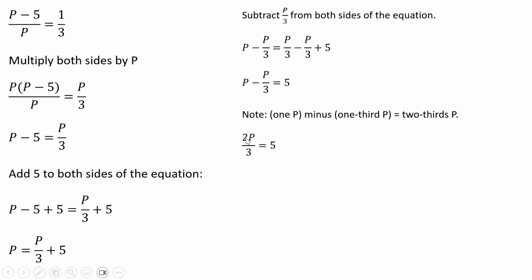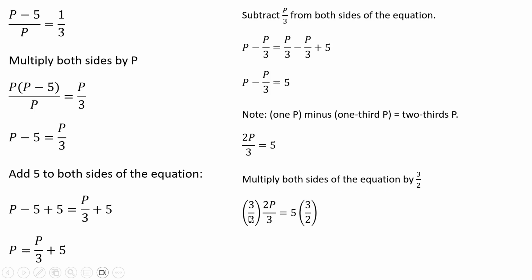Now we're going to multiply both sides of the equation by 3/2. Doing that to the left-hand side and the right-hand side, 3/2 times 2/3 becomes 1. Then on the right-hand side, 5 times 3 is 15. 15 divided by 2 is $7.50, the profit maximizing price. Let's go ahead and do one more example.